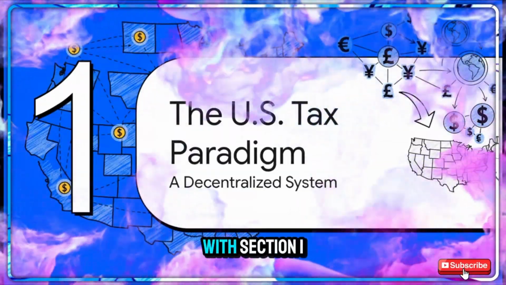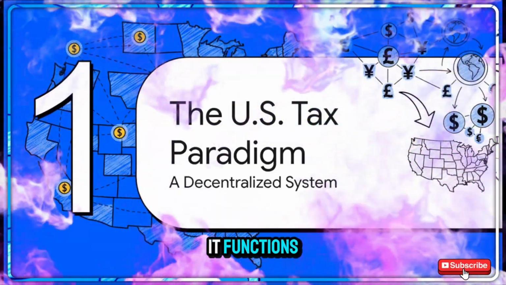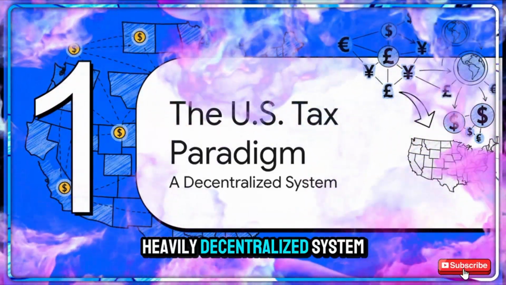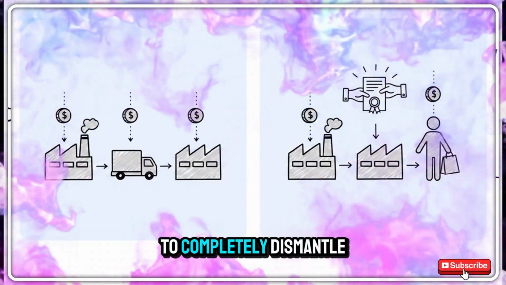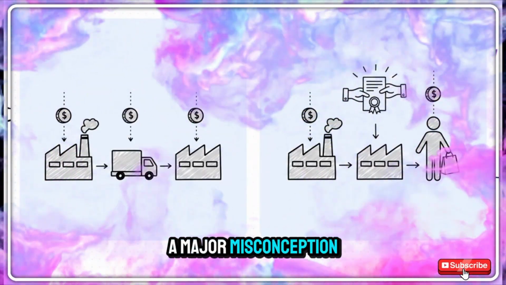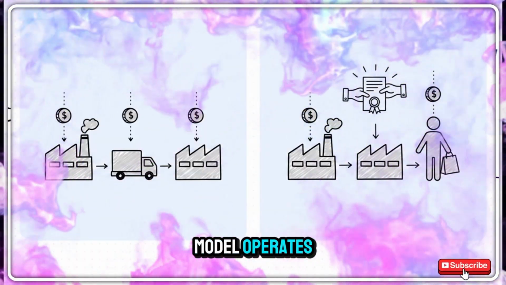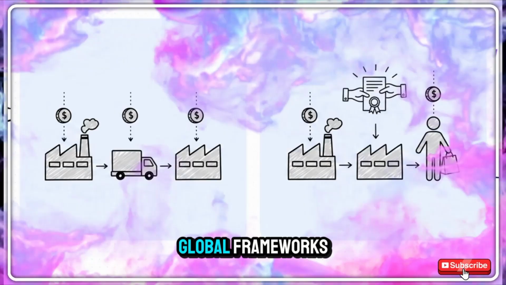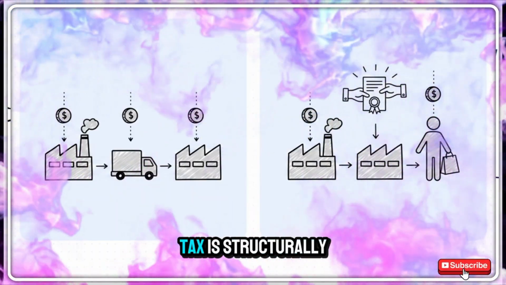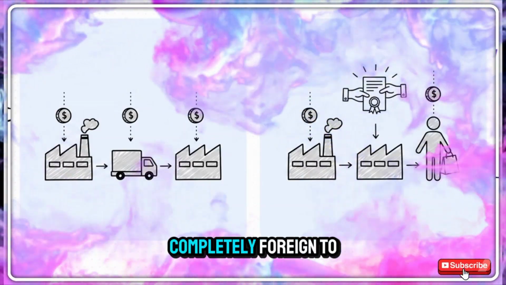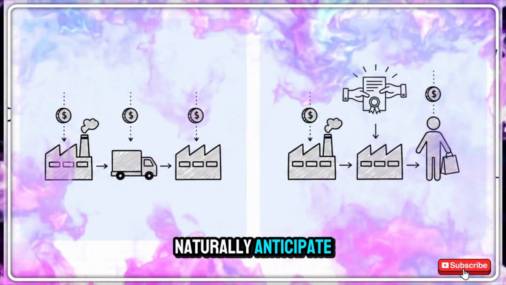Starting right off with Section 1, the U.S. tax paradigm and why it functions as such a heavily decentralized system. To really understand this, we first have to completely dismantle a major misconception by establishing exactly how the U.S. model operates compared to standard global frameworks. You see, the way the U.S. handles indirect tax is structurally completely foreign to what most international operators naturally anticipate.